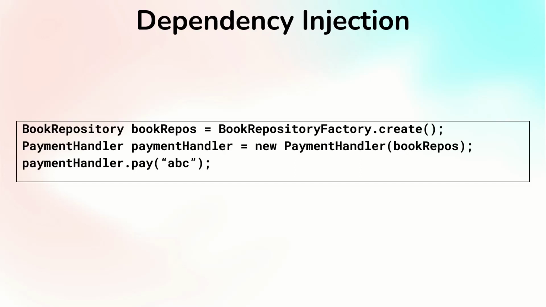Imagine we are in the main method, creating our instance through the factory, then we create an instance of payment handler, passing the repository as a parameter to its constructor, so we can call the pay method. This is how we use dependency injection to further decouple our components. Let's take a more complex example.